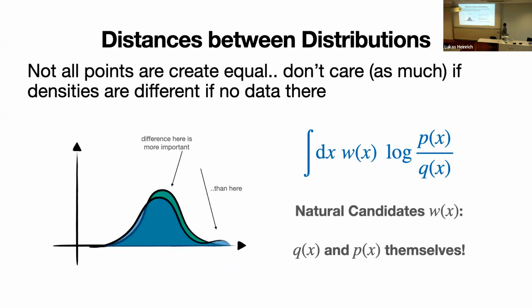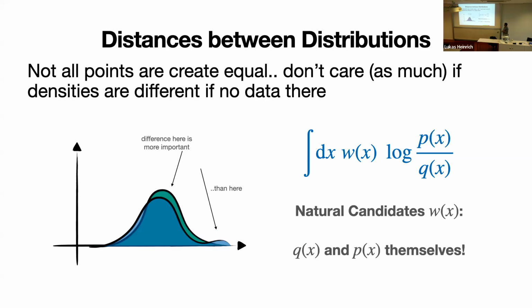One idea that you can come up with is that at points where the density is large, because this is a point where you happen to have a lot of data, or it's quite likely that you have data there, if the densities differ there, it's a big problem, or a very noticeable difference. Whereas at places where both of these densities are small, okay, there might be differences in the tails, but maybe you don't care so much because you'll hardly have any data there.